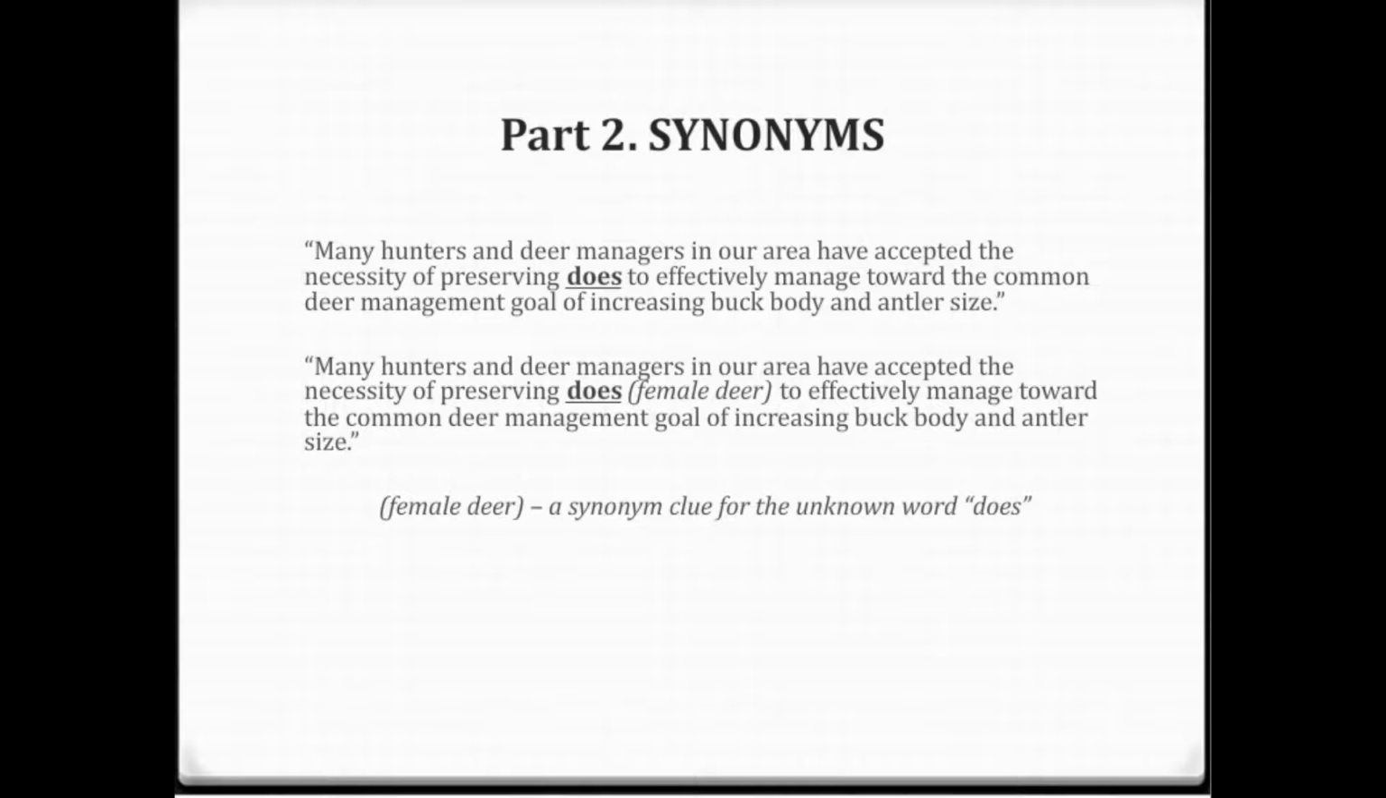Now let's look at the second example with the context clue. Many hunters and deer managers in our era have accepted the necessity of preserving does, female deer, to effectively manage toward the common deer management goal of increasing buck body and antler size. As you notice, we have some words in parentheses, female deer. The female deer in parentheses is a synonym clue for the unknown word does. So therefore, a doe is a female deer.